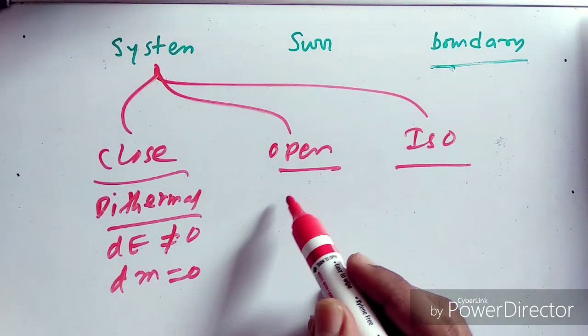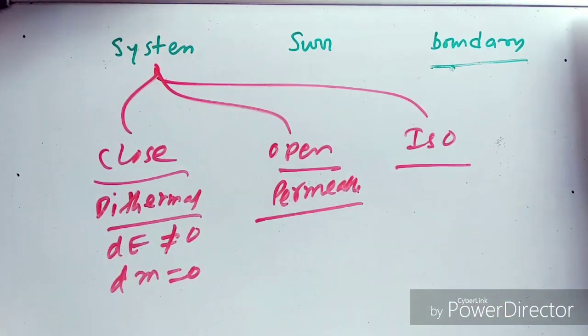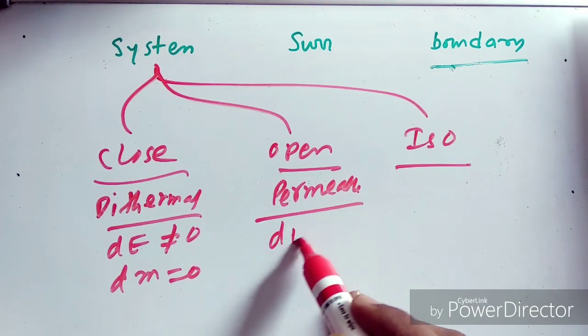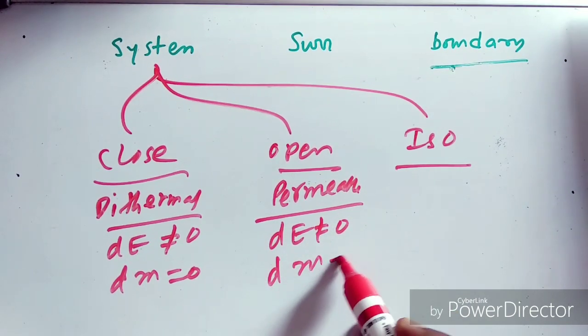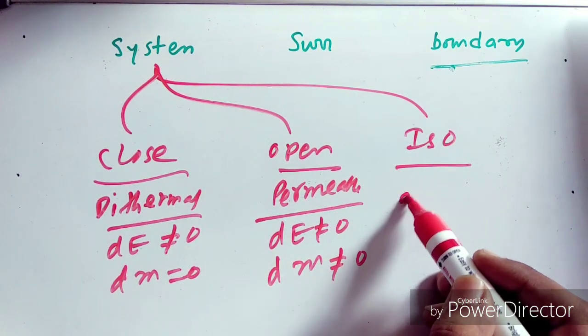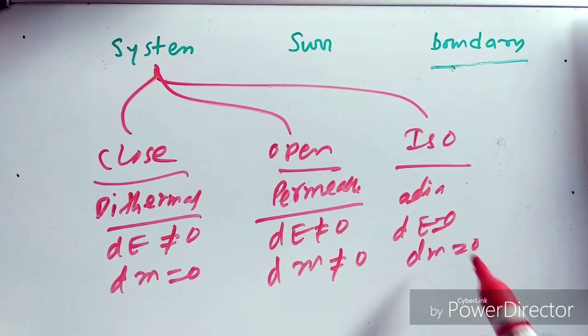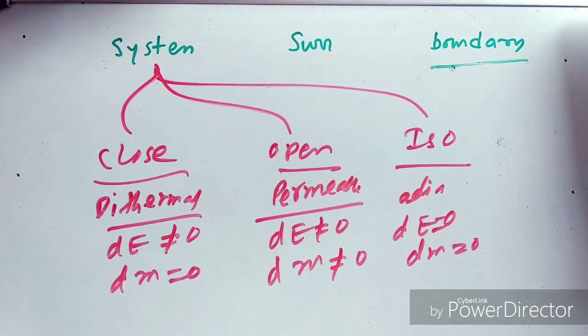In the case of an open system, the boundary will be permeable. For a permeable boundary, we call the system an open system. That is, energy can pass and matter can also pass. Next, the isolated system has an adiabatic boundary, so neither matter nor energy can pass through the boundary. That kind of system we call an isolated system. So these are the systems.